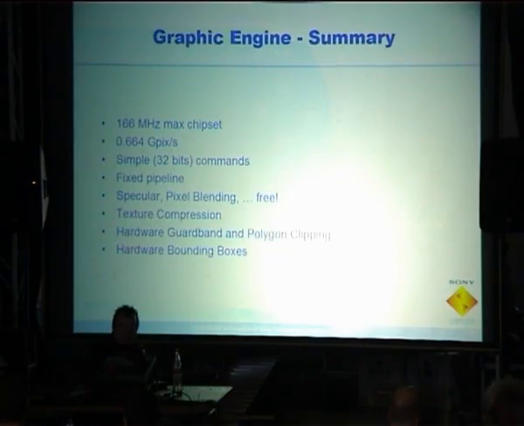The graphics engine itself is a 166 megahertz chip with 0.664 gigapixels per second. The display lists are made out of 32-bit commands. It's a fixed pipeline; specular, pixel blending, everything is more or less for free. It supports texture compression in hardware. It does hardware backface culling and polygon clipping, and it supports bounding boxes also in hardware.